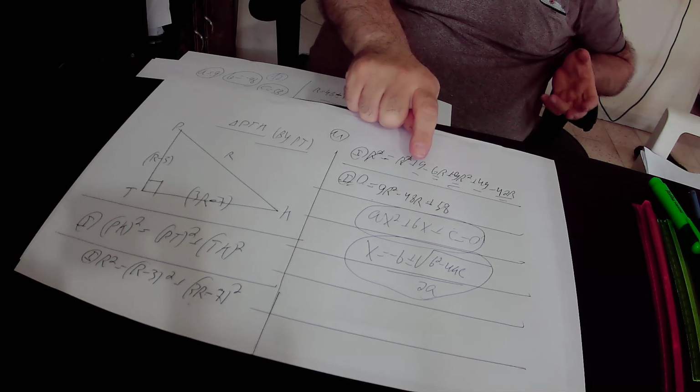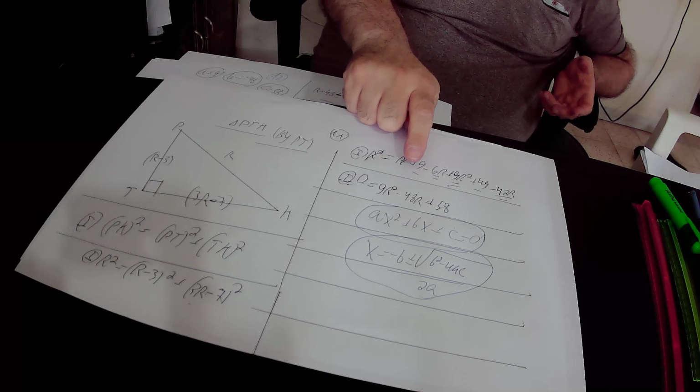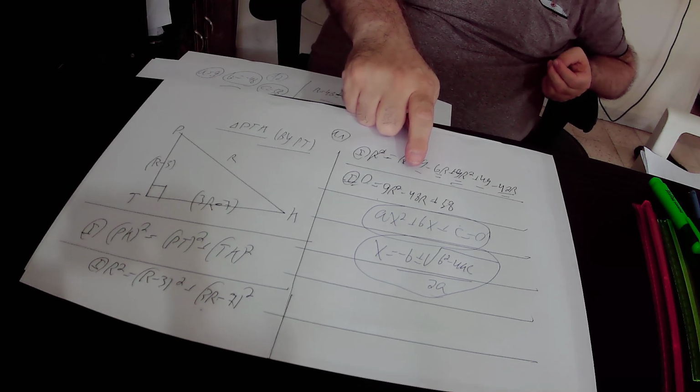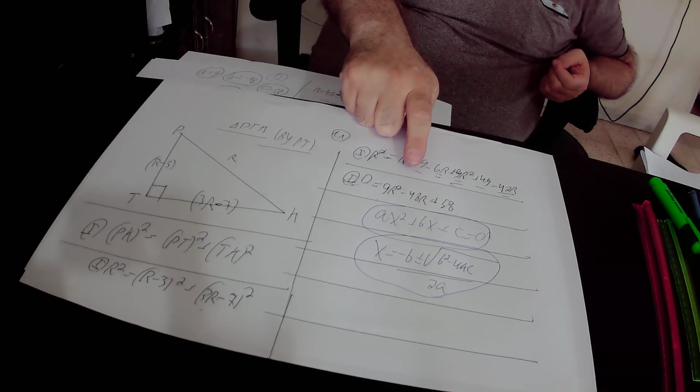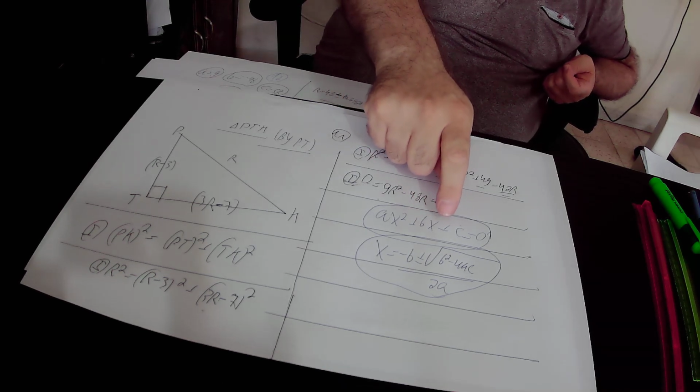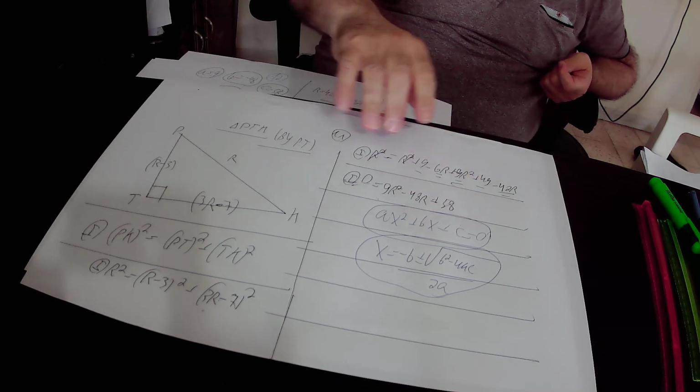This is a quadratic equation, and the general form of a quadratic equation is ax squared plus bx plus c equals 0. Here a, b, and c are the coefficients of the quadratic equation, and x is the variable that we are looking for. We find the value of x according to the following formula: x equals minus b plus or minus the square root of b squared minus 4ac, over 2a.